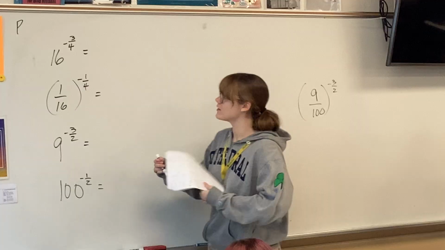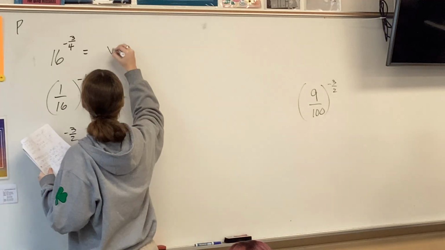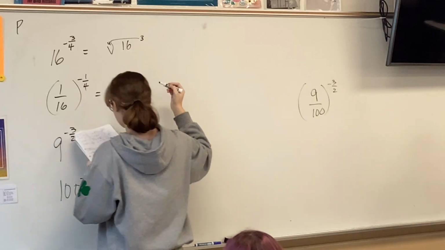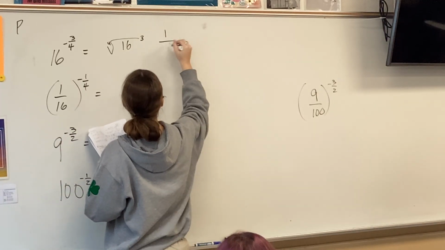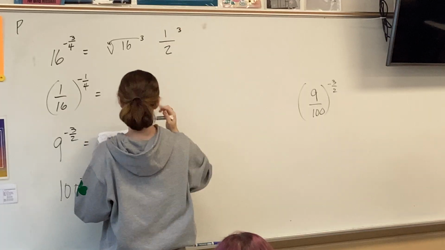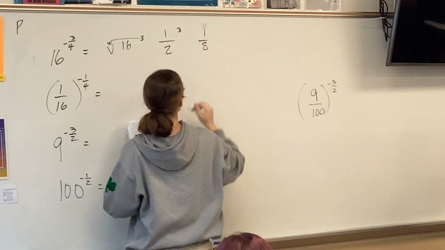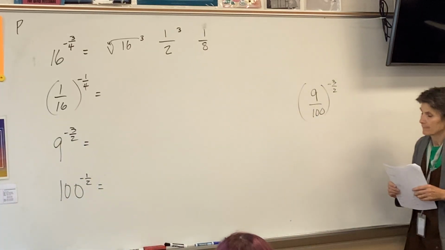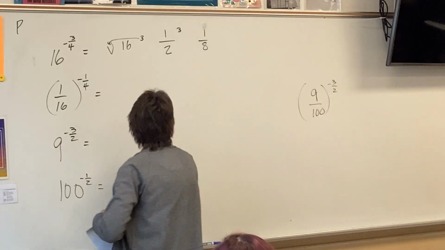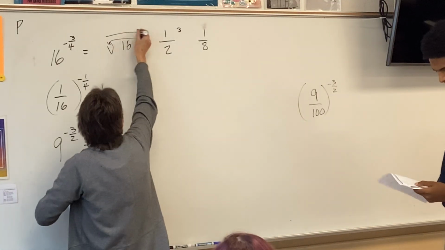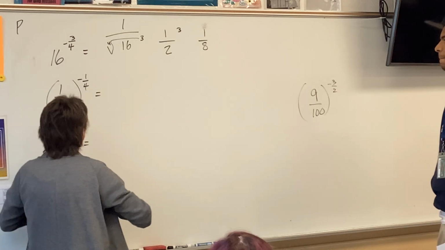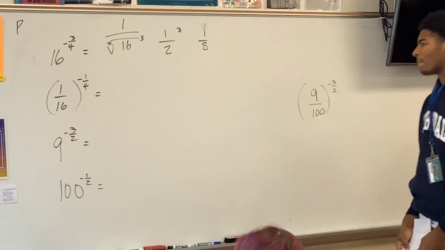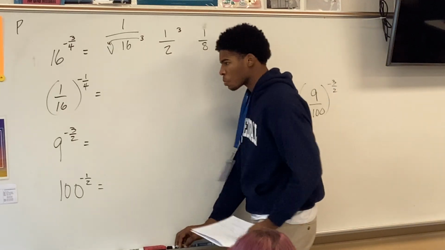Keaton, what'd you get for G? Pippins, what'd you get for G? 2. Come on up, put it on the board. She got the right answer, but I want you to make sure this is 1 over 16, in the denominator, because it is a negative exponent. All right, you're putting G up there?